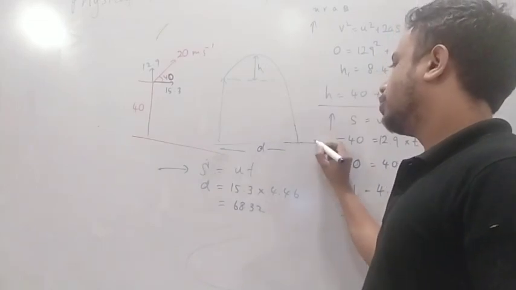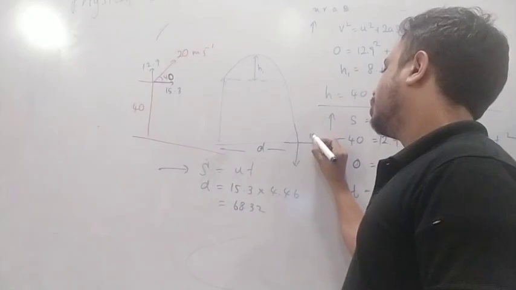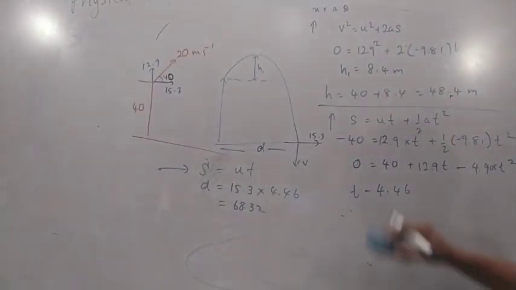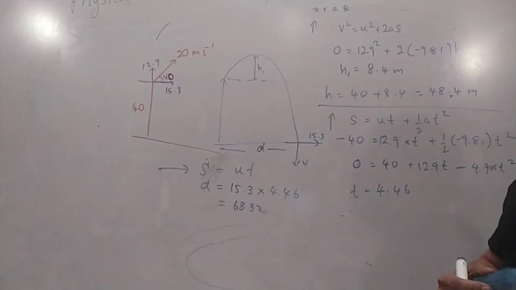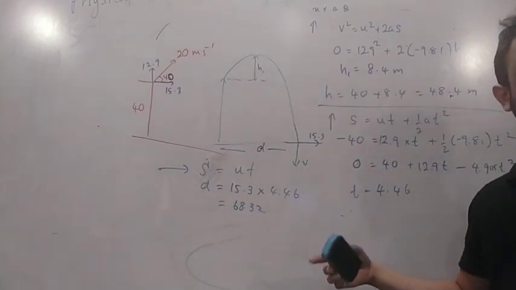the horizontal velocity remains constant, right? So that is still 15.3. So you have to find this velocity vertical component, right? Again you can do it twice, either from there to there or there to there. That time you can do either way.